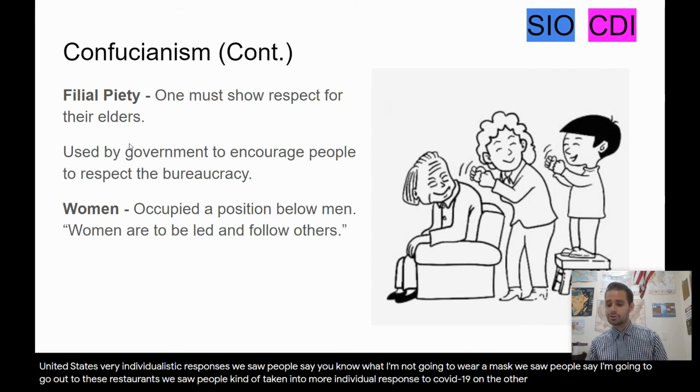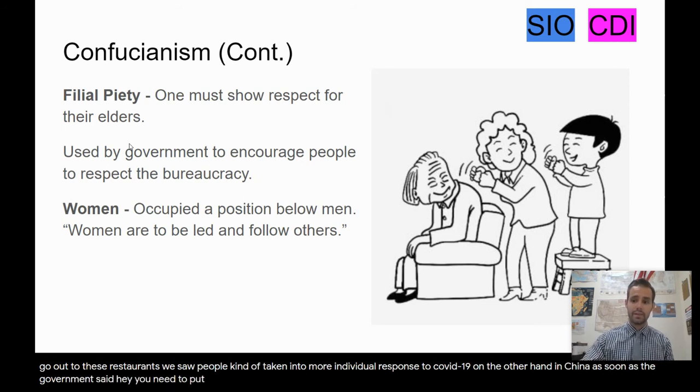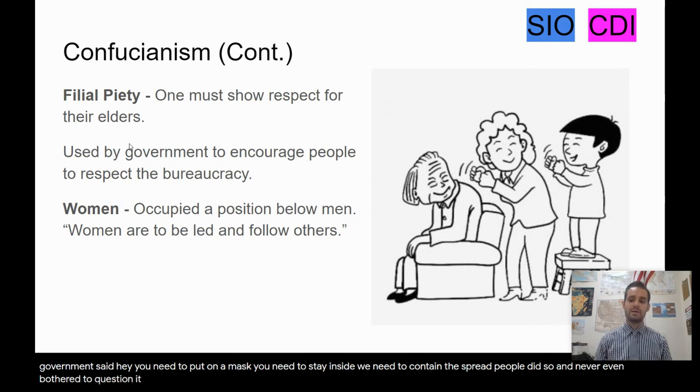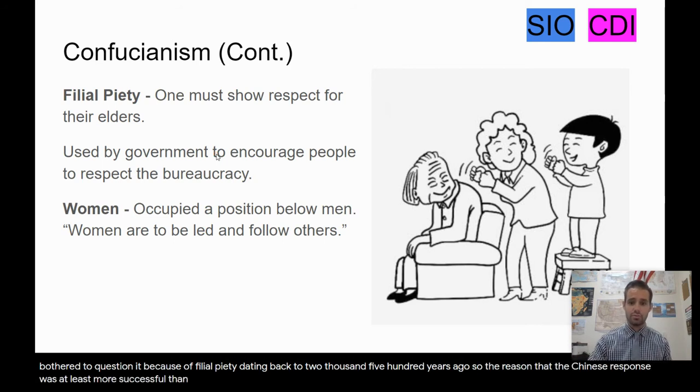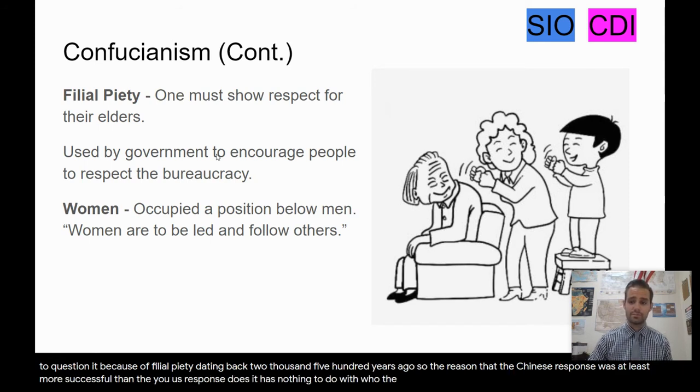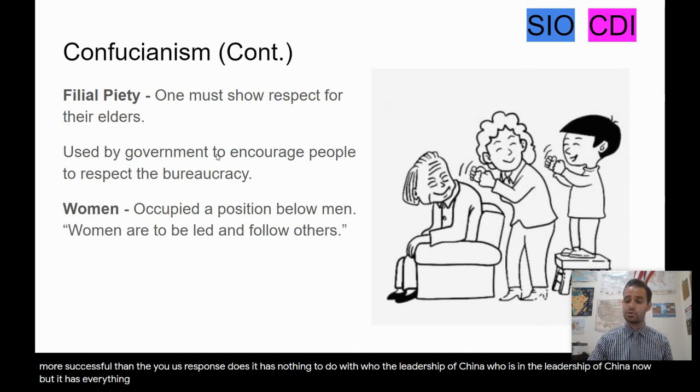On the other hand, in China, as soon as the government said, hey, you need to put on a mask, you need to stay inside, we need to contain the spread, people did so and never even bothered to question it because of filial piety dating back 2,500 years ago. So the reason that the Chinese response was at least more successful than the U.S. response has nothing to do with who is in the leadership of China now, but it has everything to do with what happened 2,500 years ago.